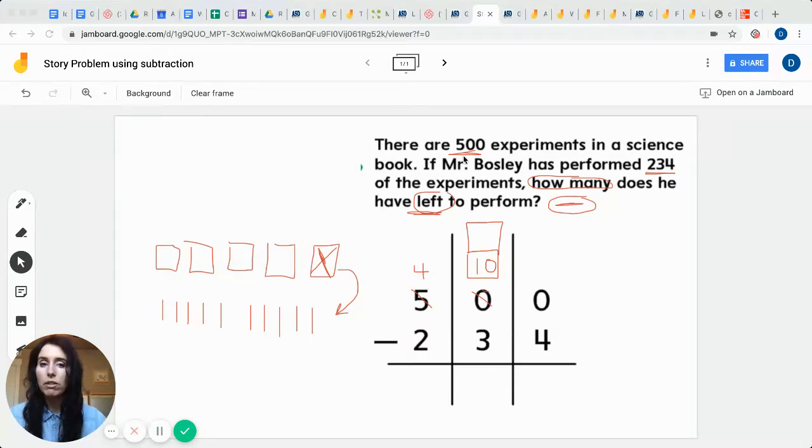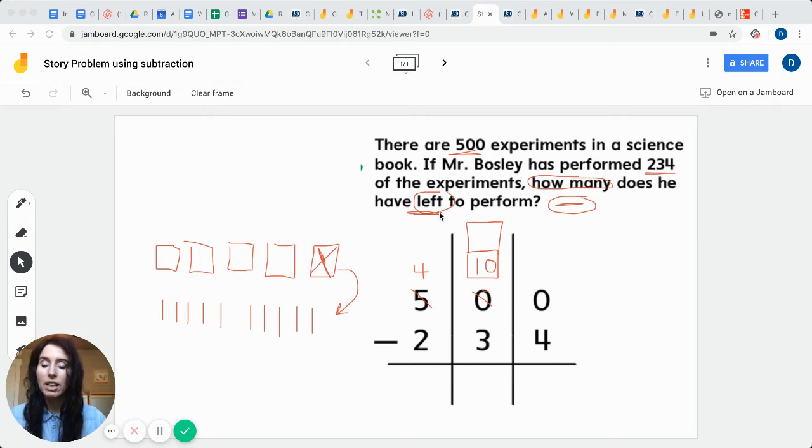The story problem says there are 500 experiments. So picture 500 science experiments from a book, and we have a teacher by the name of Mr. Bosley has performed 234 of those experiments. Here's your question, so I circle it. Your question words, that is, how many does he have left to perform?